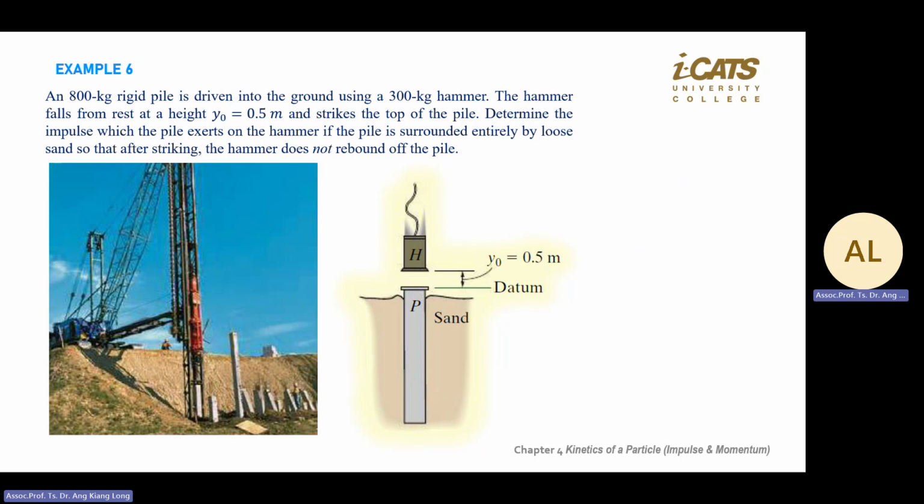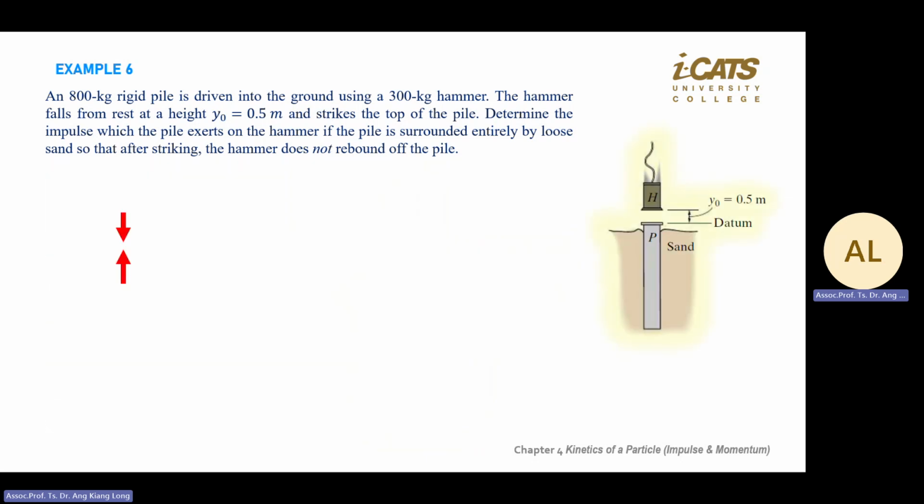So we are still at dynamics chapter 4. Later, when we consider energy, we will consider the bounce off scenario. This is do not bounce off, means you hit, it will just touch like that. Okay. So you need to find the impulse. Before that, you need to draw the free body diagram. The hammer does not rebound off, means it hits and stays.